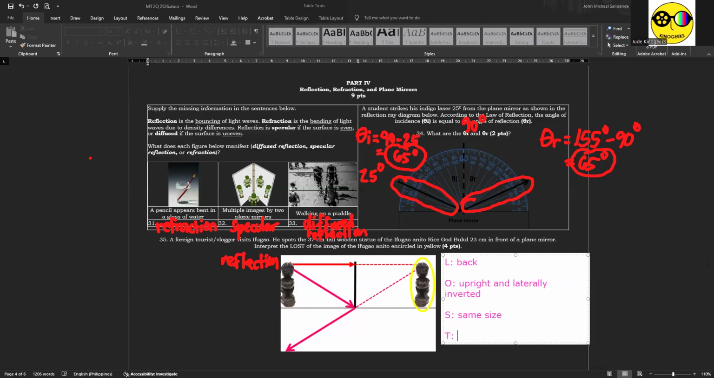And lastly, for type, we always choose between real and virtual. Real images are formed by intersection of actual light rays represented by solid lines, while virtual images are formed by imaginary light rays, which are represented by broken lines. Because the image is the product of the intersection of two imaginary lines, therefore our image in front of the mirror, or the plane mirror at least, is virtual.